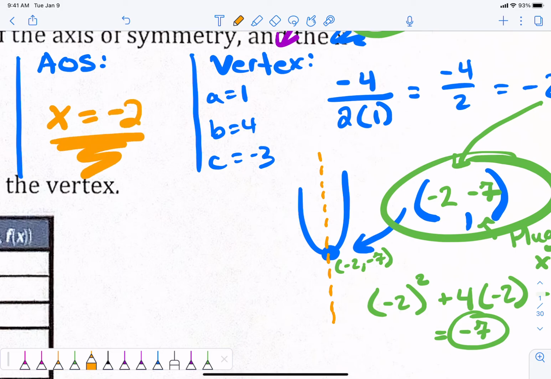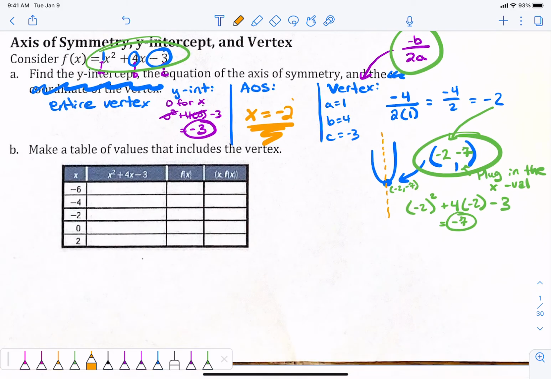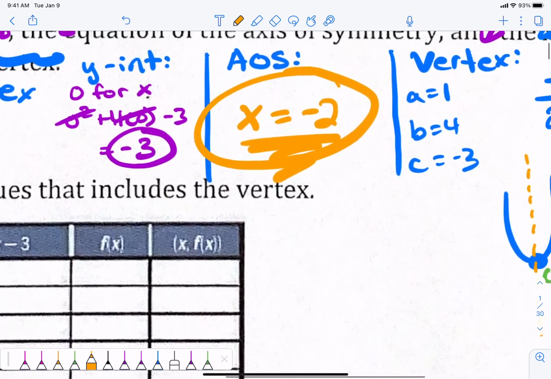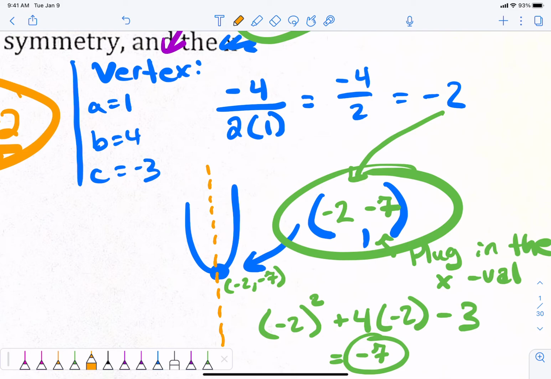X equals -2. Yeah? Okay. Woo, that's a lot of information. So we found the y-intercept was -3. The axis of symmetry was x equals -2. And the vertex was -2, -7, yeah?